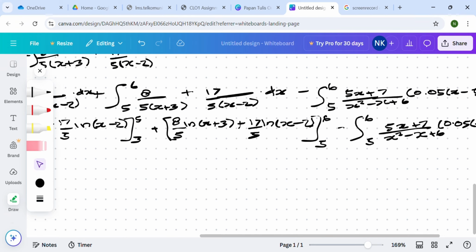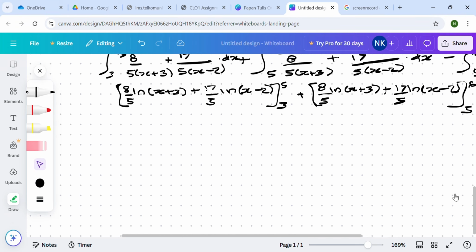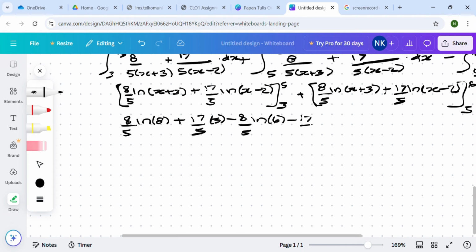dx. Okay. Eight over 5 ln, then 5 plus 3 is equal to 8. Plus 17 over 5 ln, 5 minus 2 is equal to 3. Minus 8 over 5 ln, then 3 plus 3 equals 6. And minus again, because we're counting the lower boundary part, 17 over 5 ln, then 3 minus 2 is 1.